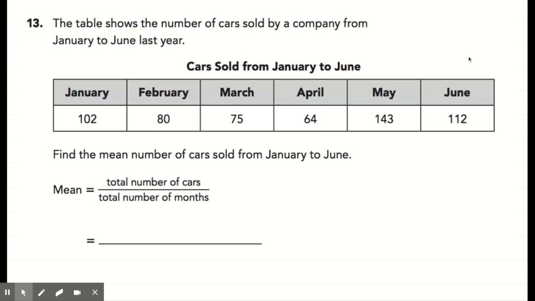Lastly, this table shows the number of cars sold by a company from January to June last year. So you add all the number of cars sold each month, and then you divide by the total number of months. And you can count how many months there are.